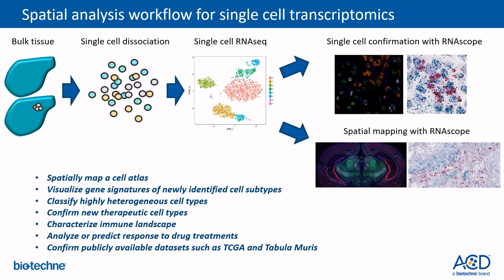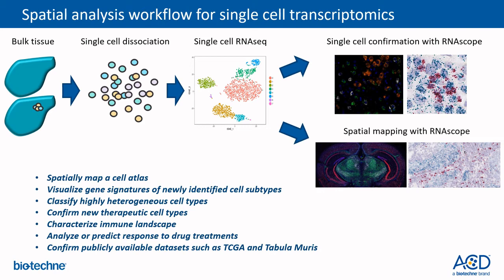With its robust, specific, and sensitive methodology, along with its multiplexing capabilities, you can confirm, validate, and spatially map your high-throughput single-cell transcriptomic results. Now, this technology will allow cell type specific expression profiles to be mapped back into those complex tissue contexts of these heterogeneous organs. Some of the applications that we've seen in single cell research are to spatially map these transcriptomic cell atlases, to visualize gene signatures of some of these newly identified cell types, and I will show you an example of this in a project later on.